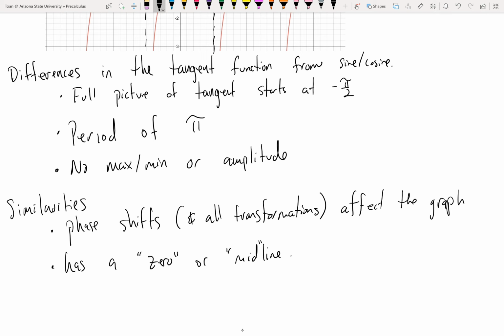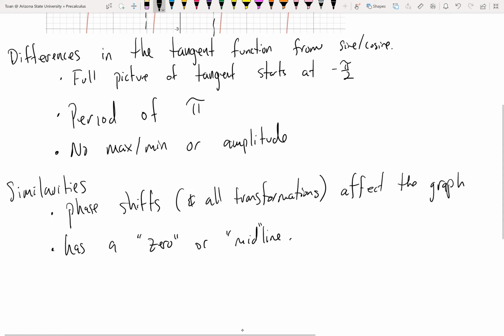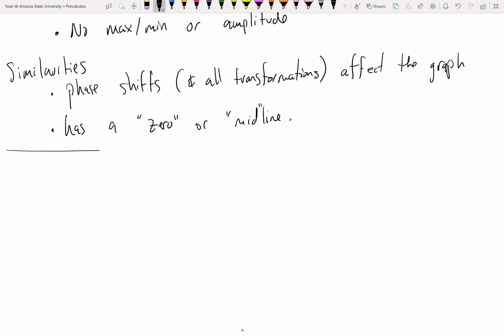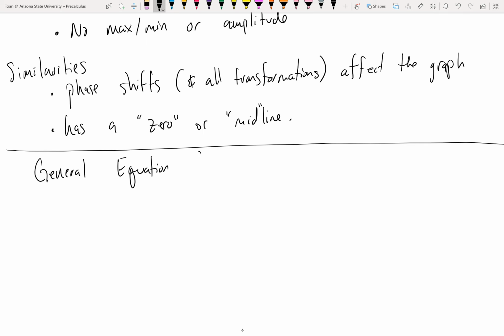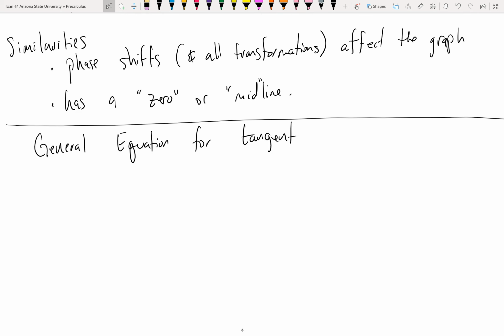That we can exploit when it comes to sketching. So what are the parts of a tangent graph? On Friday, we talked about the general equation of sine and cosine. We have the general equation for tangent, and it's going to look 100% the same as the sines and cosines, except for a different trig function. Y equals A tan of B times (X minus C) plus D.